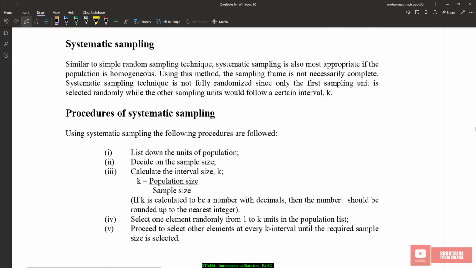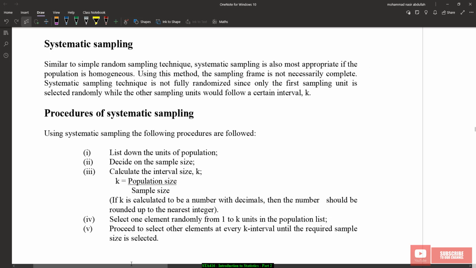Right, now let's look at the systematic sampling method. Systematic sampling method is similar to a simple random sampling techniques. Right, so systematic sampling techniques is most appropriate if the population is homogeneous, means the same characteristics, right? So using this method, the sampling frame is not necessarily complete. So we don't need to have a full set of sampling frame, right? Because sampling frame only utilize the first random number, right? By then it's not really a fully randomized method lah. It's actually a semi random sampling techniques, right?